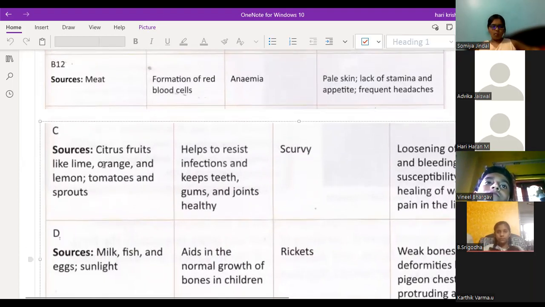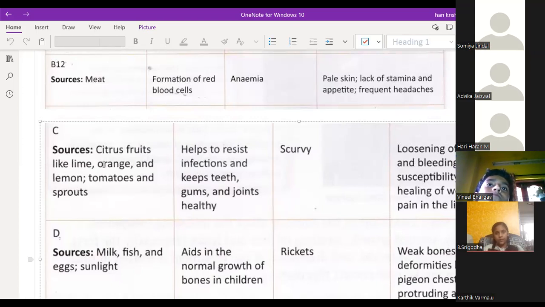Vitamin C. The most common sources are citrus fruits like lime, orange, lemon, tomatoes, and sprouts. What is the main role of vitamin C in our body? It helps to resist infections and keeps teeth, gums, and joints healthy. It helps in fighting infections caused by microbes, and keeps our teeth, gums, and joints healthy.